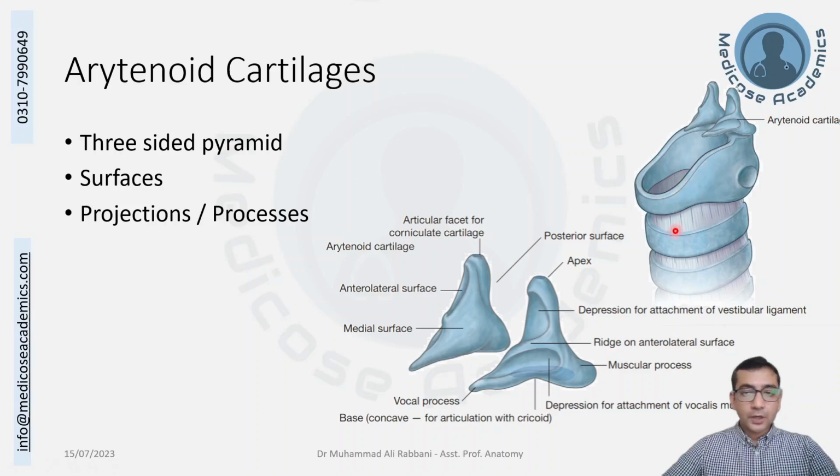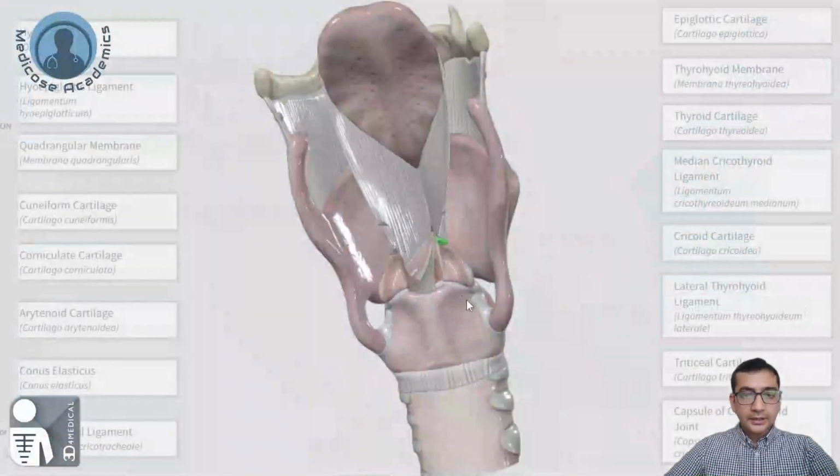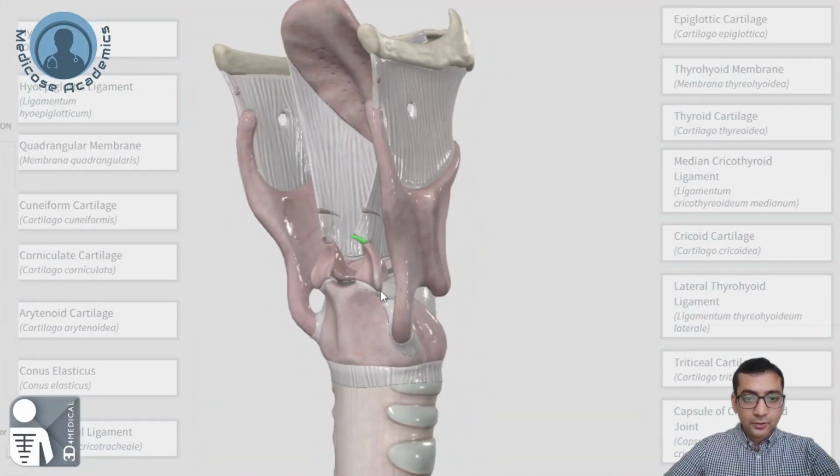Arytenoid cartilage is a pyramid-shaped cartilage. It is a three-sided pyramid. Its inferior surface lies on the top of the cricoid cartilage. It will have three projections: the one on the top, the apex, the one on the anterior aspect, and the one raised on the posterolateral aspect. The one on the top is known as the apex. It gives placement for the corniculate cartilage.